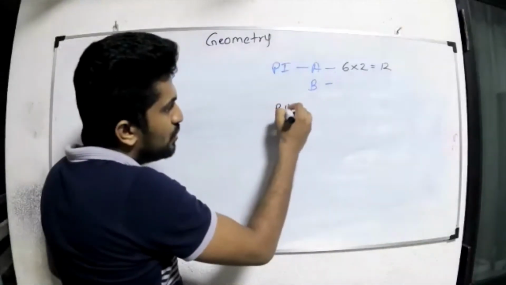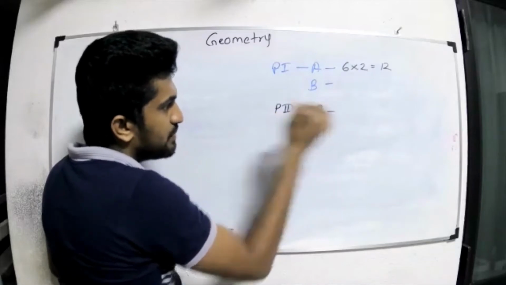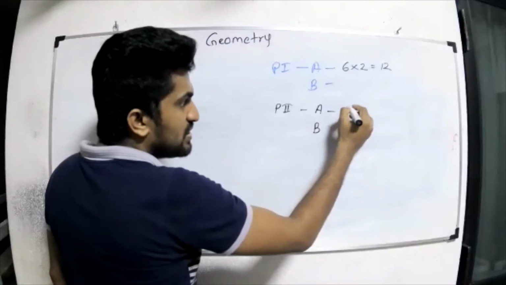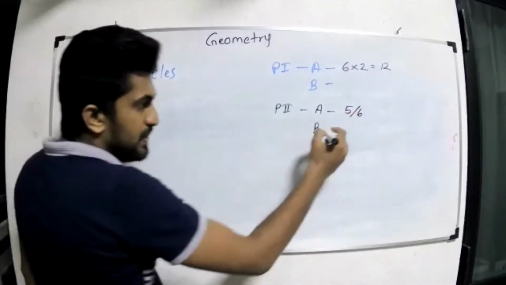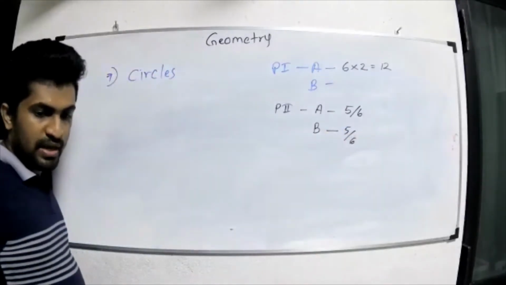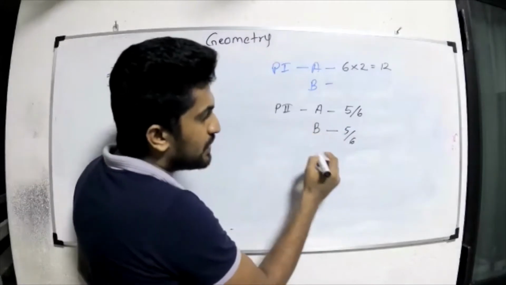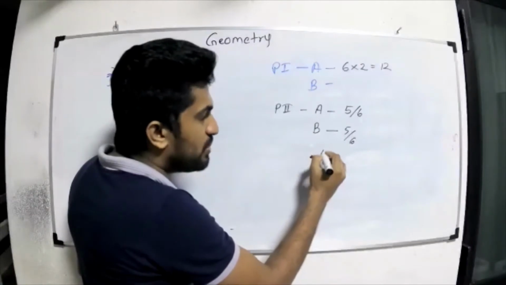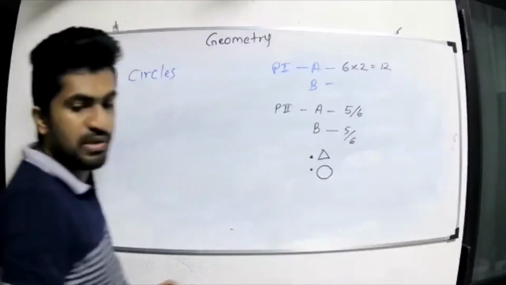In part 2, there are 2 sections called A and B. In section A, you have 6 questions, but you have to write only 5 of them. In section B, again 6 questions, and you write only 5. Within part 2, section B has 2 types of geometrical question: one based on triangles, the other based on circles.